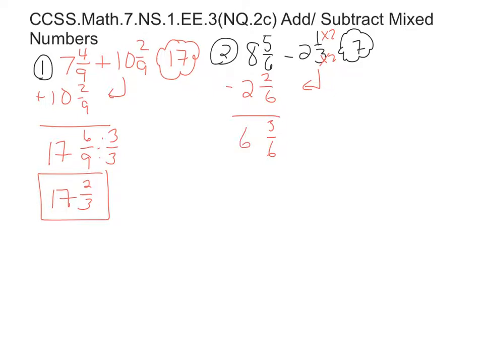Well, the problem with 3/6 is it's not simplified, and that's an automatic 1/2, so 6 and 1/2. And sure enough, it is very close to the 7. So that's a good estimate. And let's try to squeeze in number 3 here.